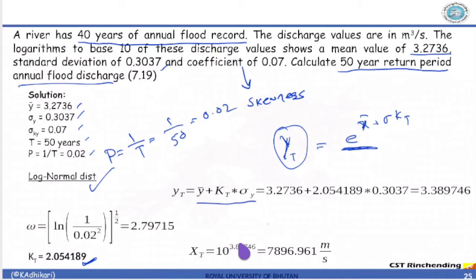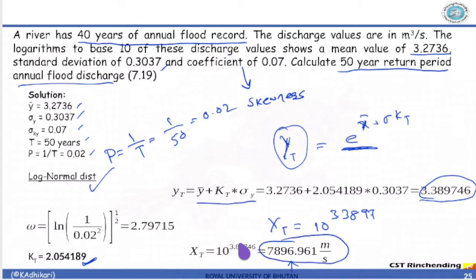So here our x T is going to be the value whatever we have got here raised to power 10, sorry, 10 to the power whatever value we have got here, 3897. So you are doing anti-log here, so from this we calculate our value. So this is the actual value. Actual value in the sense this is the 50 years return period flood provided this property of the distribution. So that's how we solve the numericals.